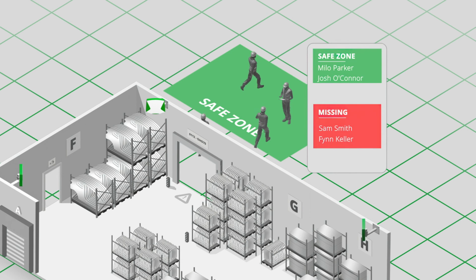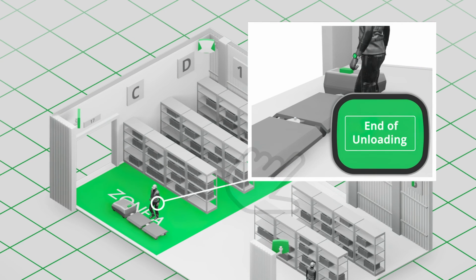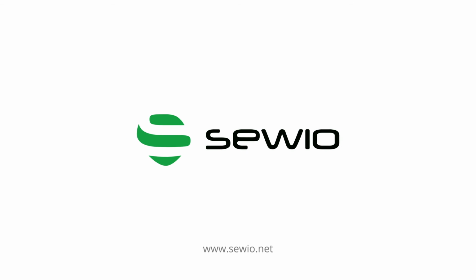If you're looking for ways to dramatically increase the safety of your employees while also boosting operational efficiency, then Serio RTLS is your go-to real-time indoor location solution.